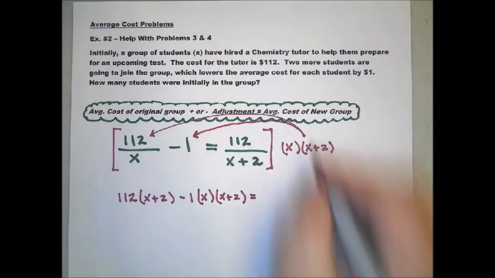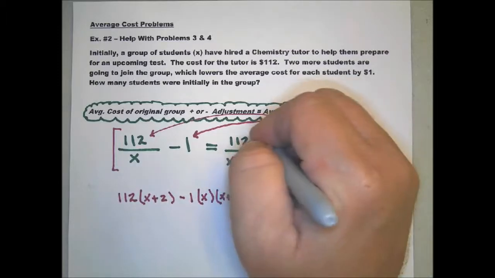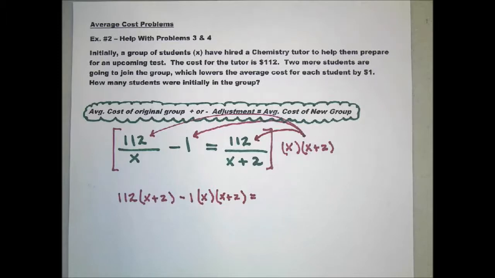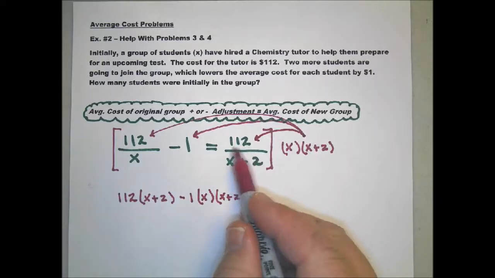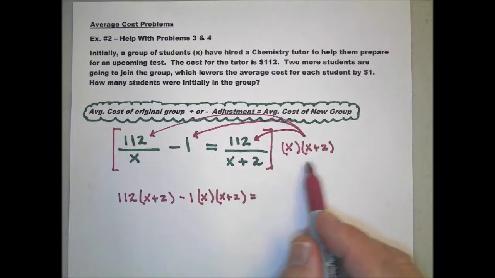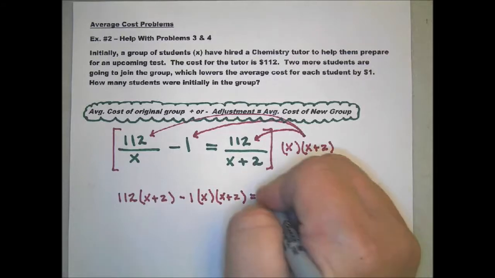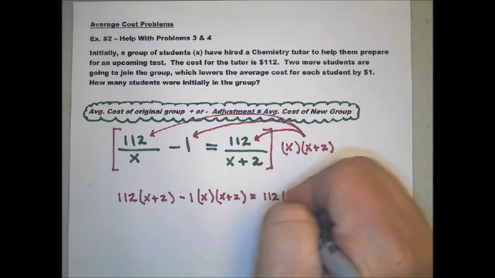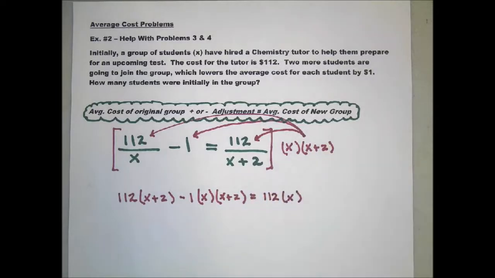equals, now I'm going to do it one more time. I'm going to take that x times x plus 2, and I'm going to multiply it by 112 over x plus 2. Well, the x plus 2's are going to reduce, and the only thing you're left with is 112x. So here we are after we have now cleared the fraction. Now it's just a matter of start cleaning this problem up.